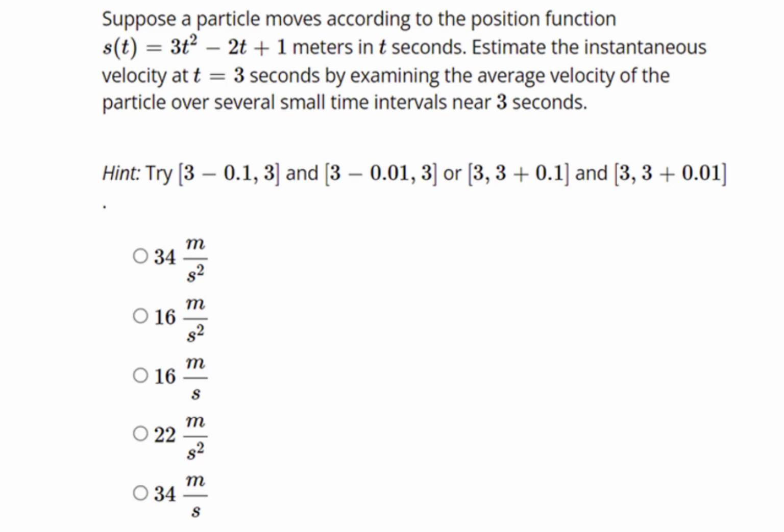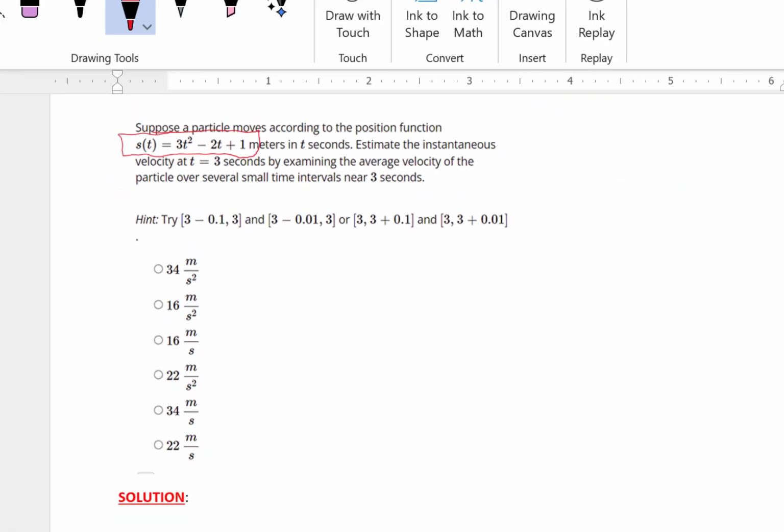We've been given the equation of a quadratic function s of t, where t is the number of seconds that have passed, and s of t gives the position of a particle in meters. We've been asked to estimate the instantaneous velocity at t equals 3 seconds. I'm going to have Desmos help me calculate values in order to help us get this estimation.